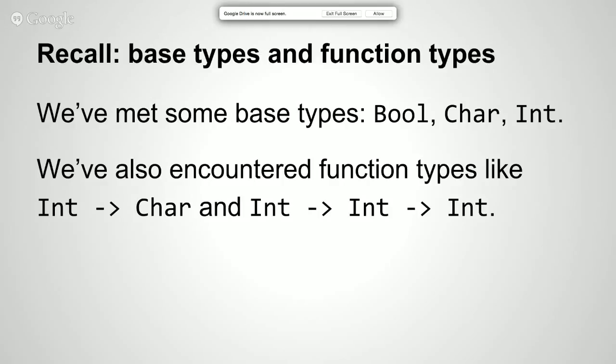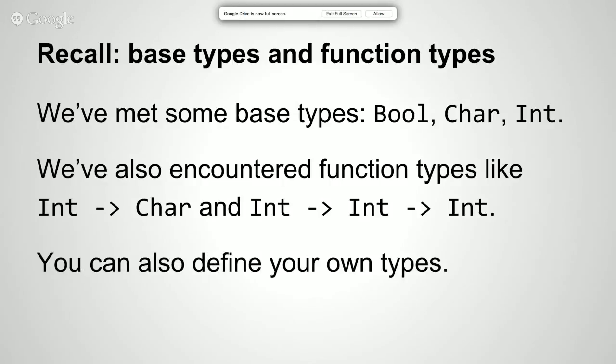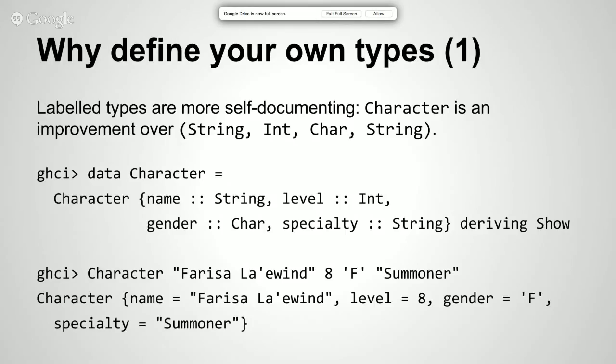So int arrow int is, as we discussed, shorthand for int arrow, the quantity int arrow int. It's a function that takes an int, returns a function that is int to int, and that is the currying that we discussed. But you can also define your own types, and that's where Haskell starts to get interesting. So let's talk about why you would define your own types.